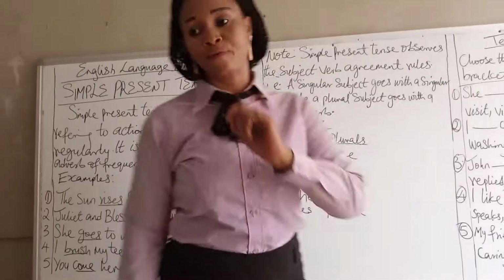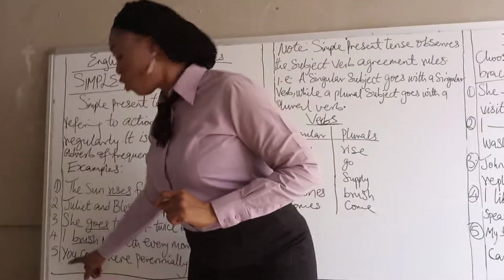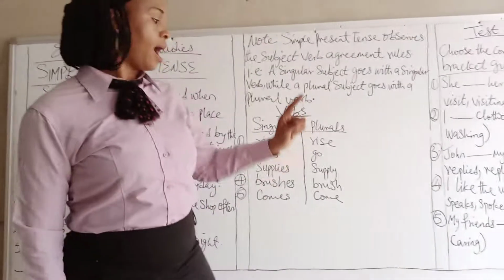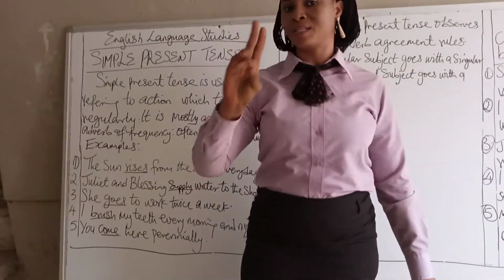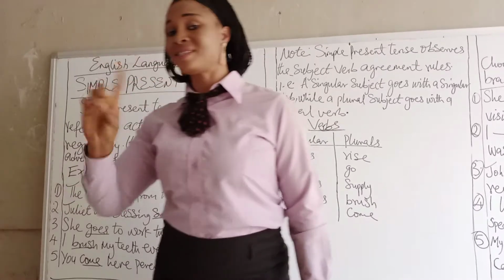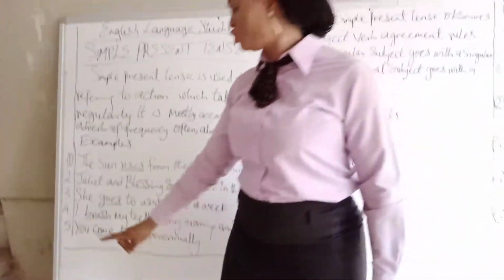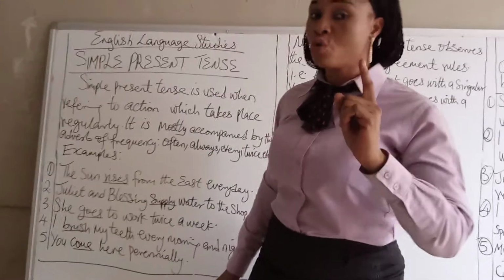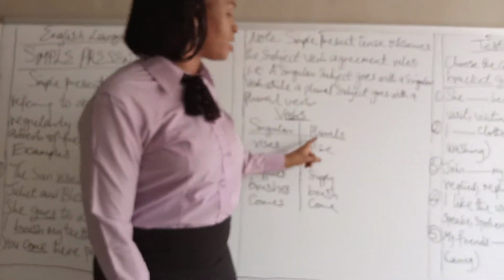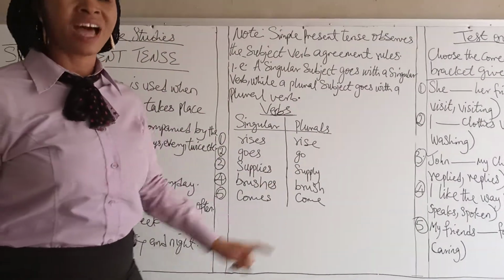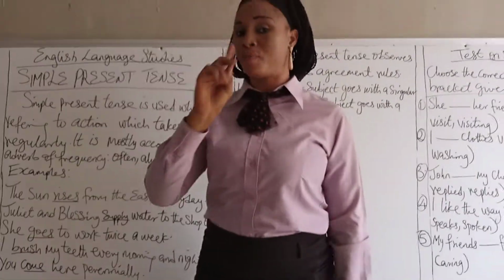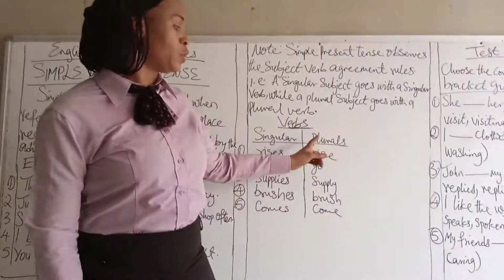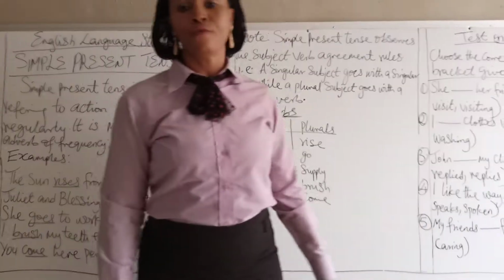Okay? And in that vein, you also goes with a plural verb. This is because you is a second person pronoun. The only second person pronoun we have is you. And whenever you say you, please remember it goes with a plural verb. And these are the only areas that a single person could use the plural form of the verb.